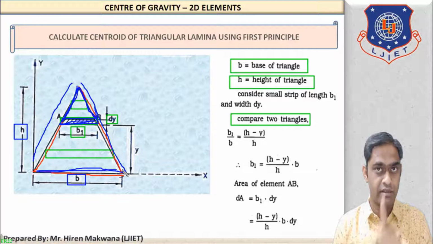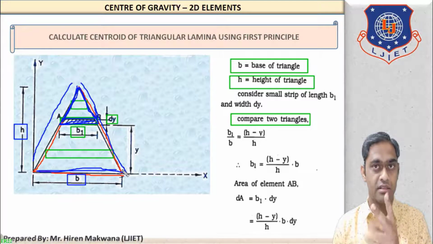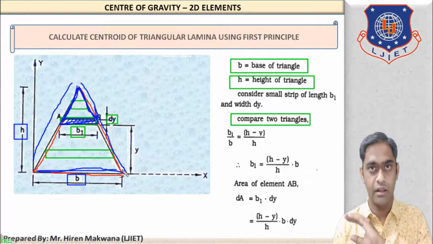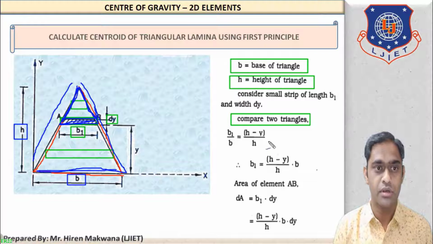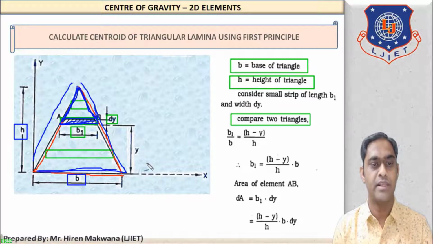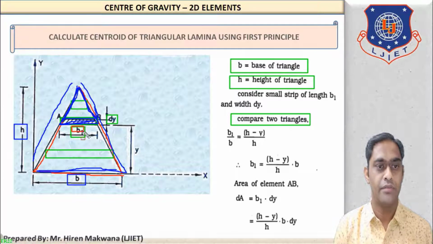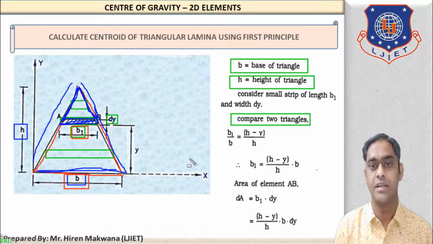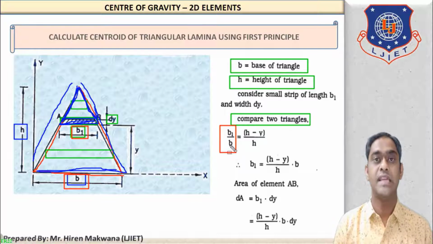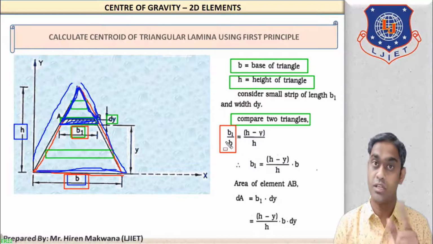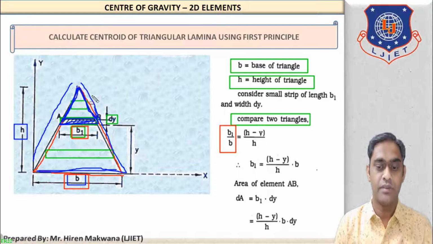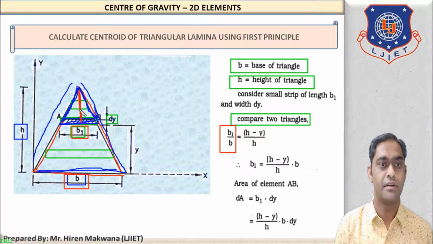In this type of case, the two triangles, small triangle and big triangle, are both similar triangles. So we can take the ratios by similarity. Then the ratio of this base to that base, B1 upon B, is equal to the ratio of their corresponding heights. So what is the height of this triangle? Think about it.